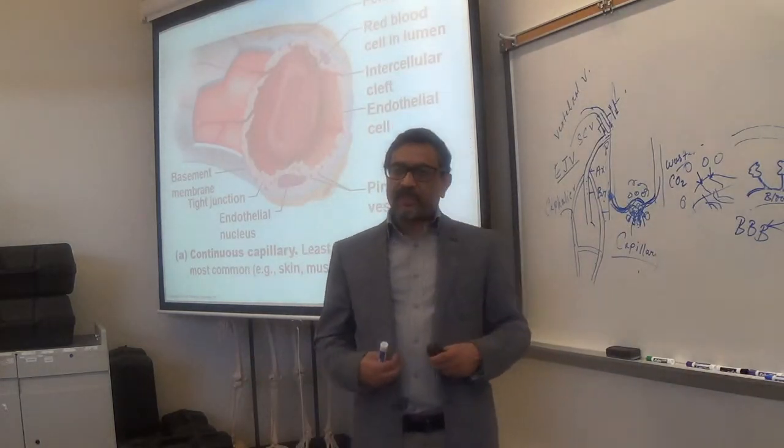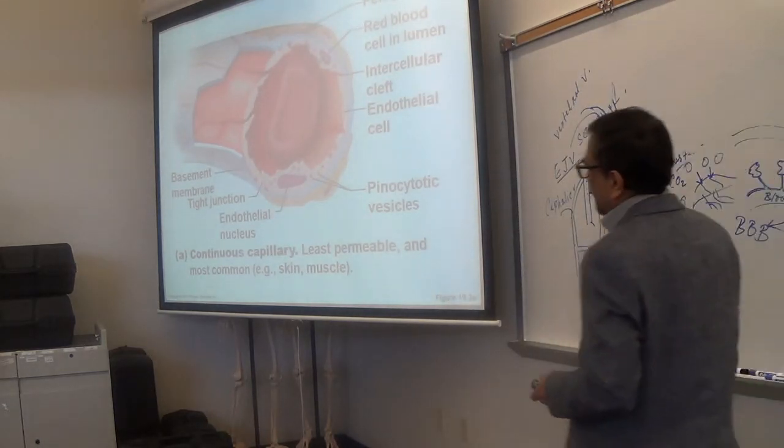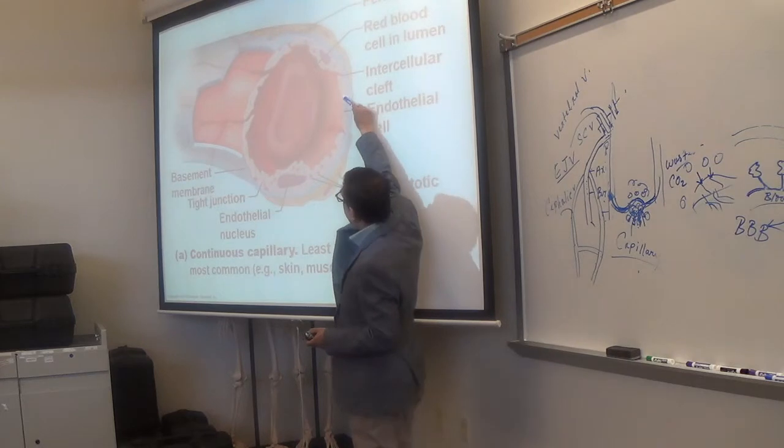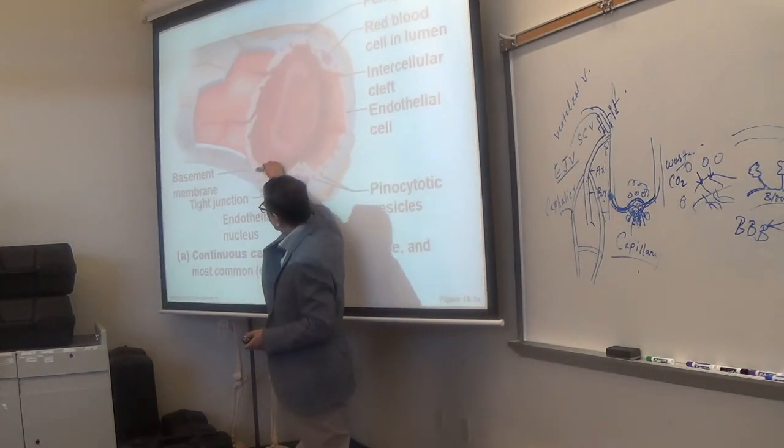This is the structure of a continuous capillary. You see, these are endothelial cells, flat squamous type cells. See, flat.